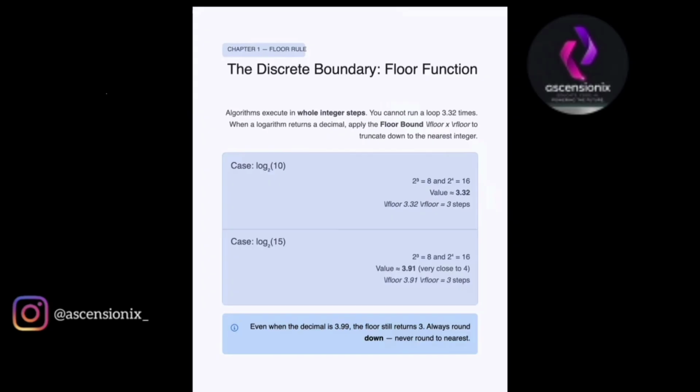So just now I have completed that example, right? Log base 2 of 10. So how do we get the value 3? Let's test this concept. What is log base 2 of 15?